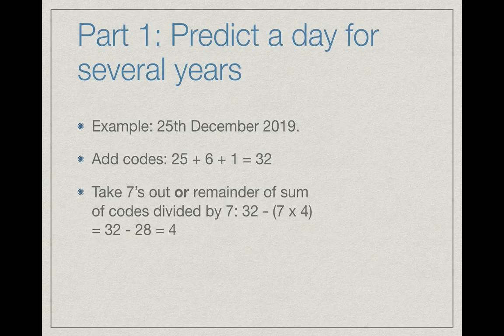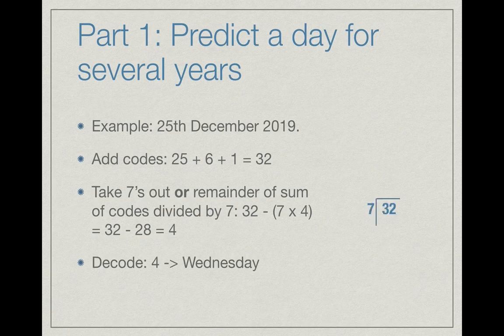Now, you need to take all the 7s out of it. So 32, you can take 7 4 times. So 7 times 4, 28. That's the highest amount you can go. 7 times 5 will be 35. The answer will be negative. So 7 times 4, 28. That's it. And then you do 32 minus 28. The answer is 4. So again, which is Wednesday.